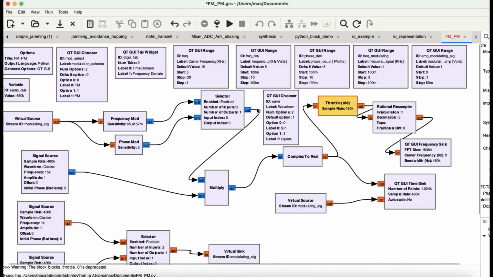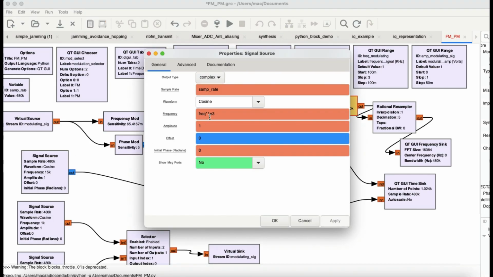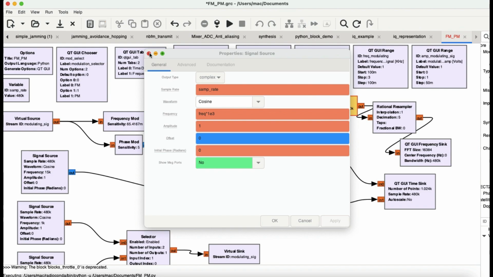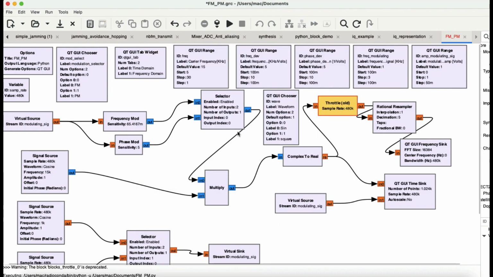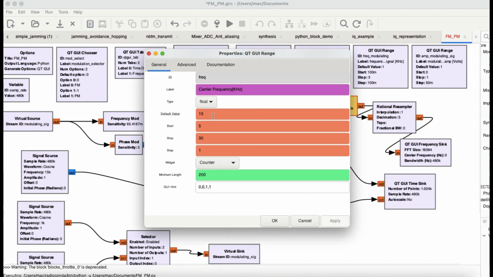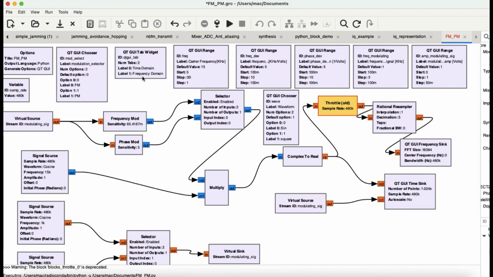If you were to look at it, this is my modulating signal that is being multiplied by a signal source. This is going to be my carrier signal, and the carrier frequency is being controlled by this slider here. So frequency times 1 times 1000 is controlled by this slider, which I'm calling the carrier frequency. It goes from 5 to 30 kilohertz, and the default frequency is 15 kilohertz.